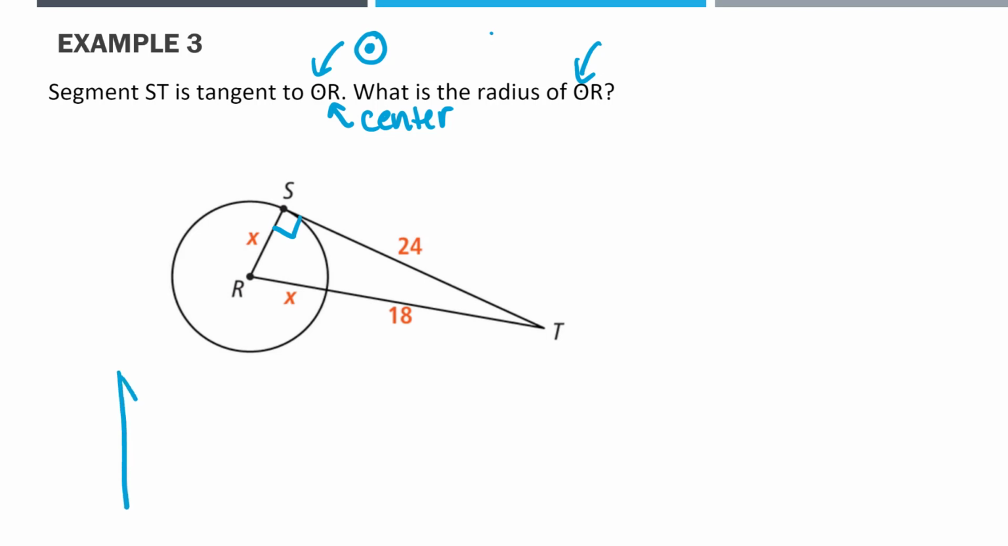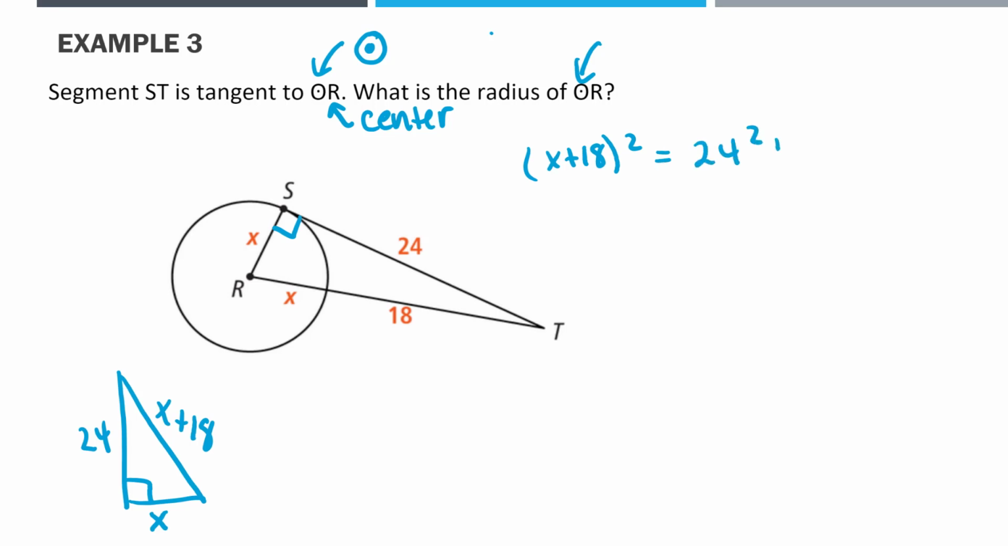If I rewrite that right angle triangle, we have 24 on one side, x, which is our radius, on the other side, and x plus 18 for our hypotenuse. To solve for x, we're going to set up the Pythagorean theorem. So the hypotenuse squared, which is x plus 18 squared, is equal to 24 squared plus x squared.